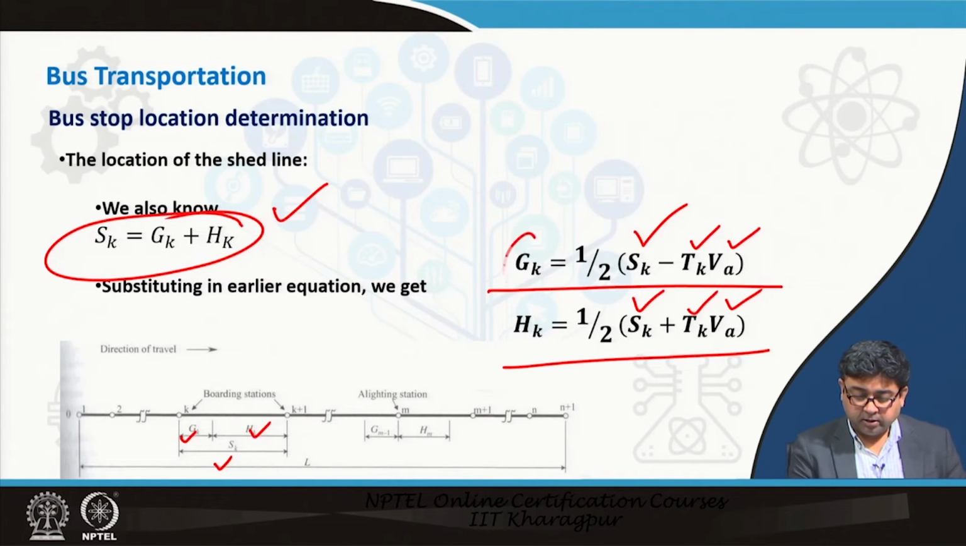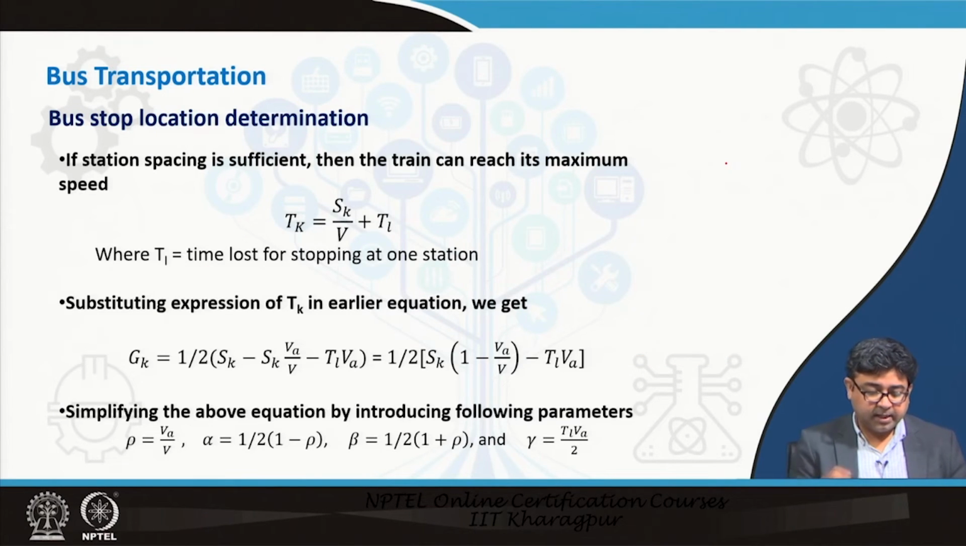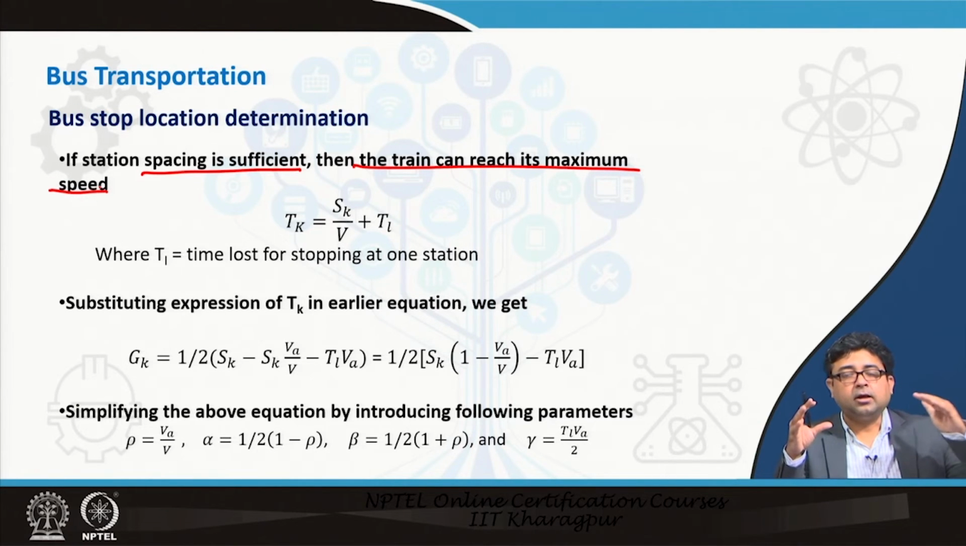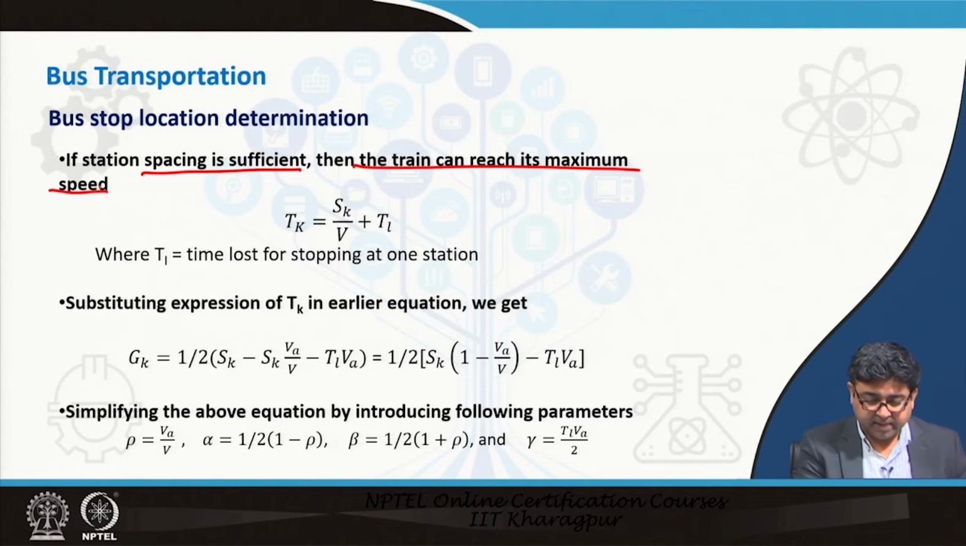So, now you have got your market shed or your passenger shed areas in terms of spacing between the two stations. Now, moving ahead, if the station spacing is sufficient, then the train can reach its maximum speed. Remember, one of the trade offs we are making is coverage area versus speed, right. So, if the spacing between the two stations is sufficient, that will allow a train or bus to pick up, accelerate, and reach its maximum speed.